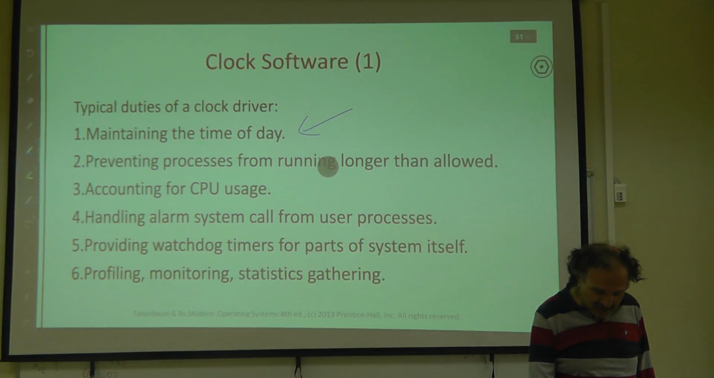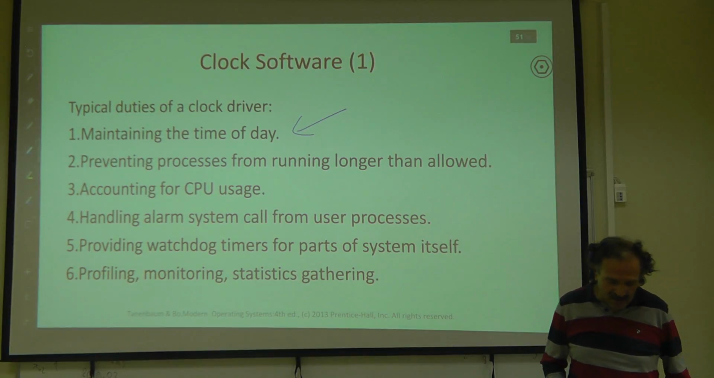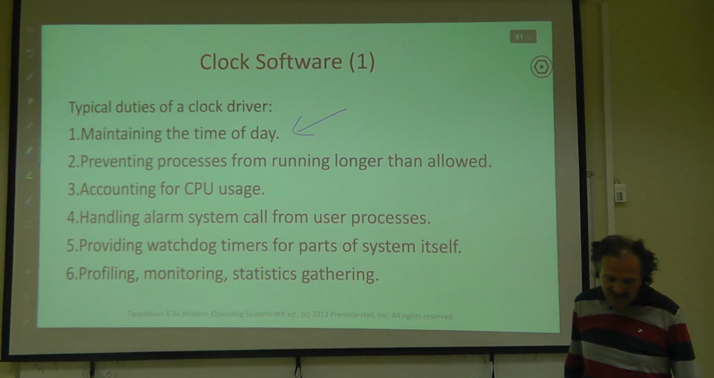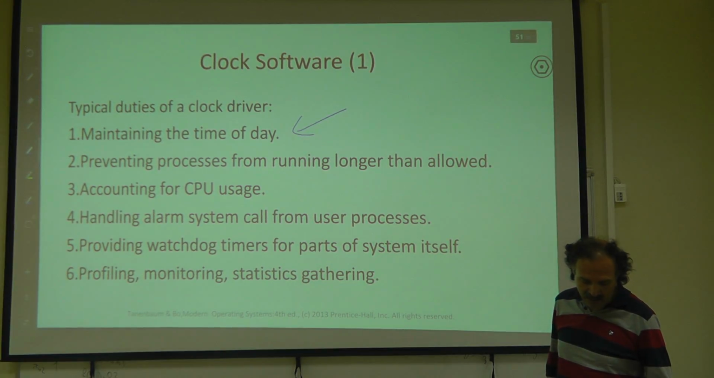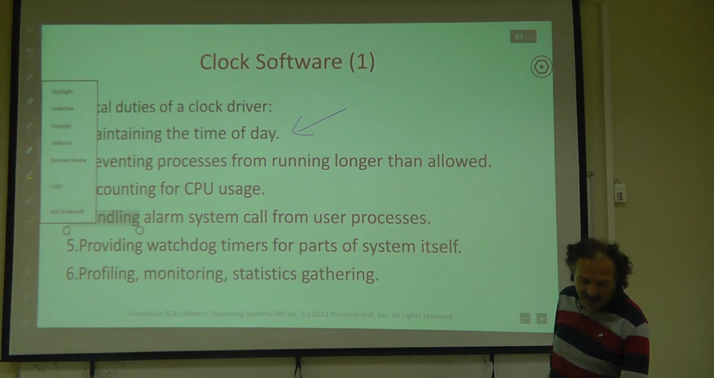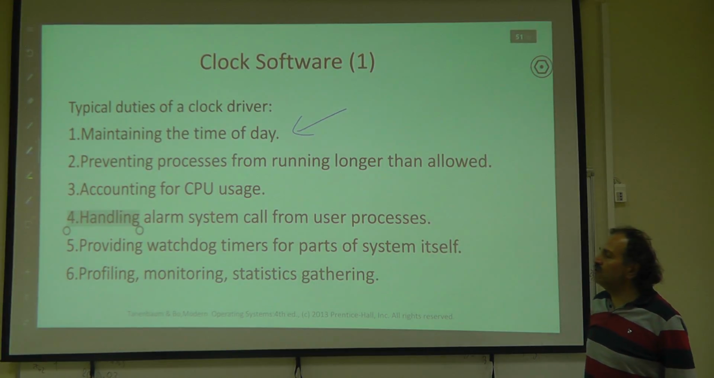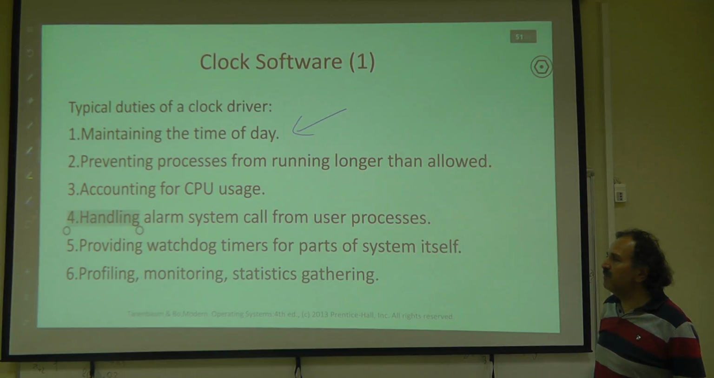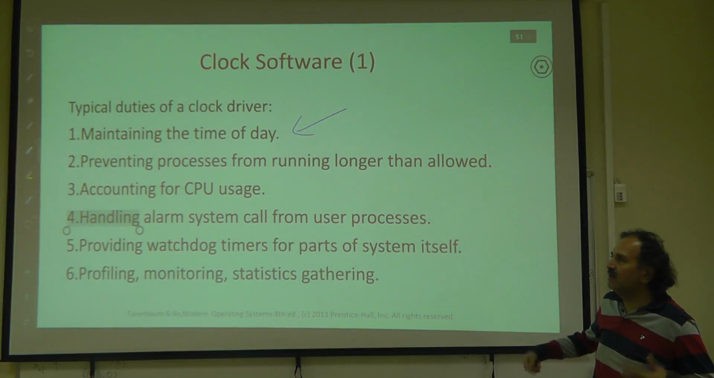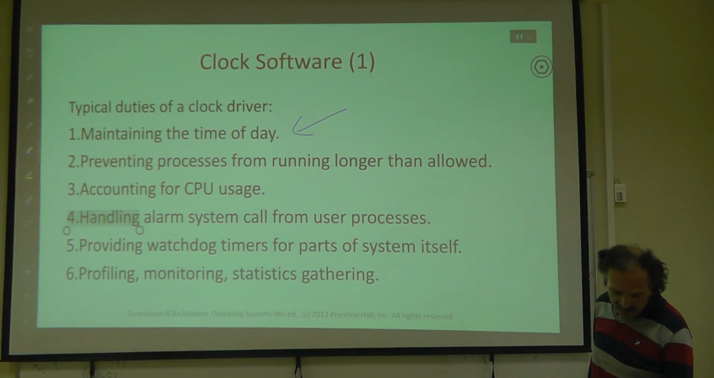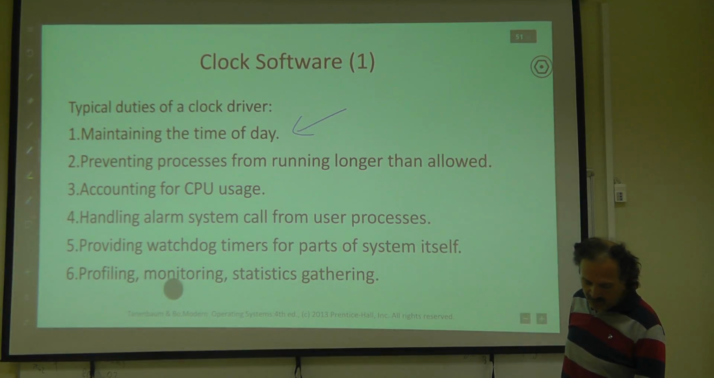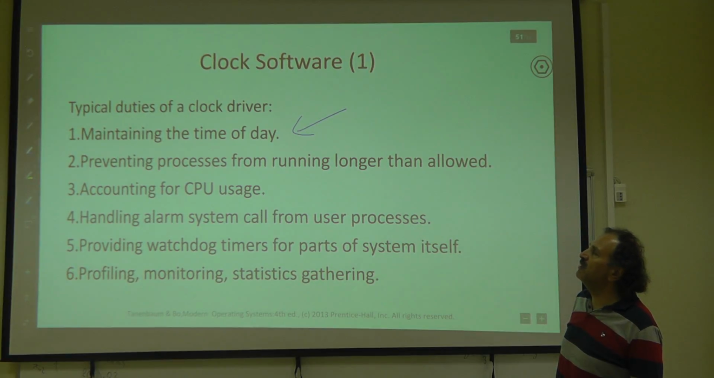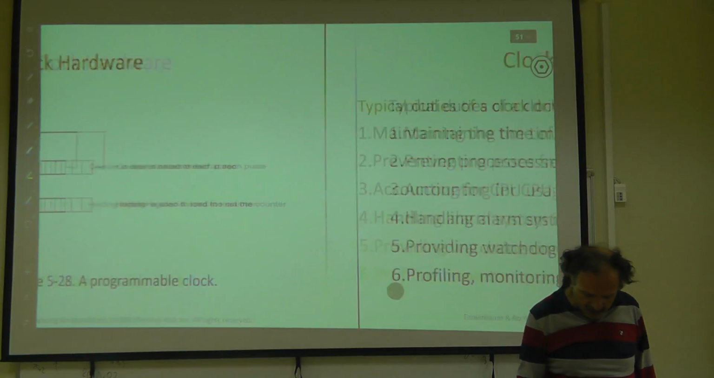And we can use clocks to measure the time that a process uses the CPU, accounting CPU usage, preventing a process from running longer than allowed, and handling alarm system calls from user processes. If the user says wake me up in 30 milliseconds, then I need to have a clock to do that. Also, we need watchdog timers for parts of the system itself, and profiling, monitoring, and statistics gathering. Keeping time is important. So how does the clock work on a computer?